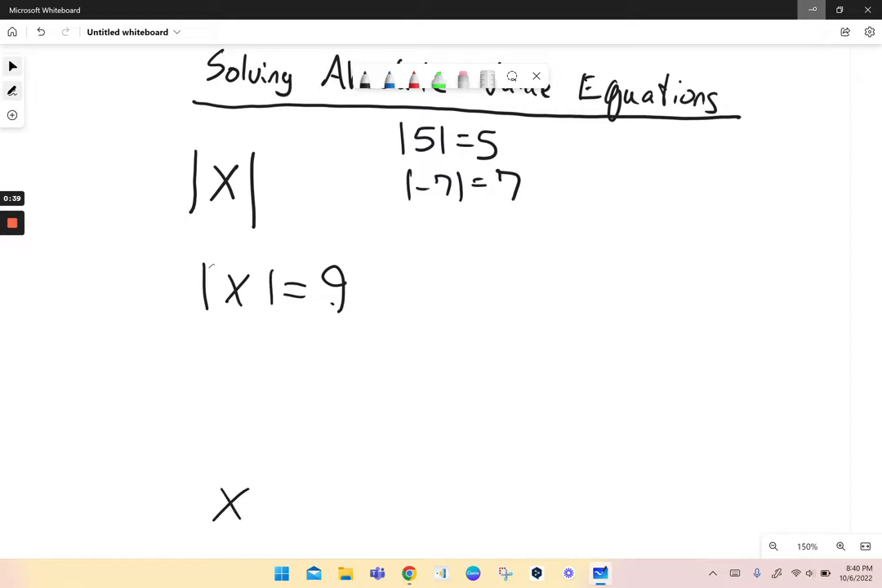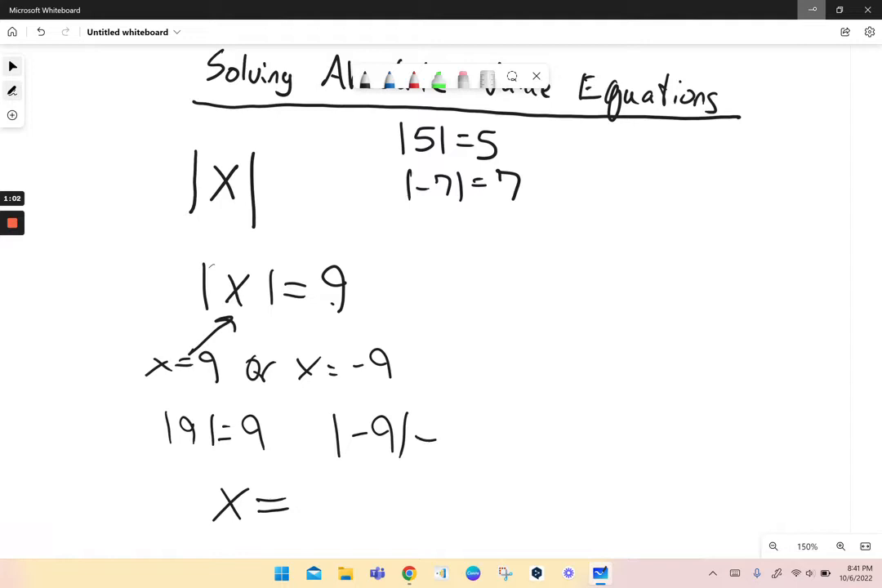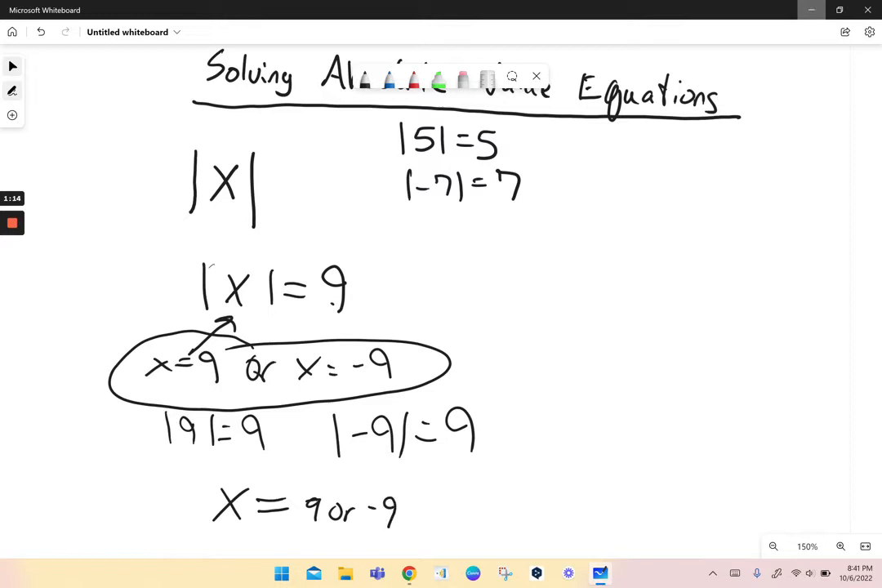And just thinking about it for a second, since we know that absolute value makes whatever number is inside of it positive, we should see right away that x could be 9 because the absolute value of 9 is still equal to 9. Or x could equal negative 9 because the absolute value of negative 9 is also equal to 9. So this is one way to write our answer. X is equal to 9 or x is equal to negative 9. We can also write x is equal to 9 or negative 9. That's another way to write it, just as a single x equals.